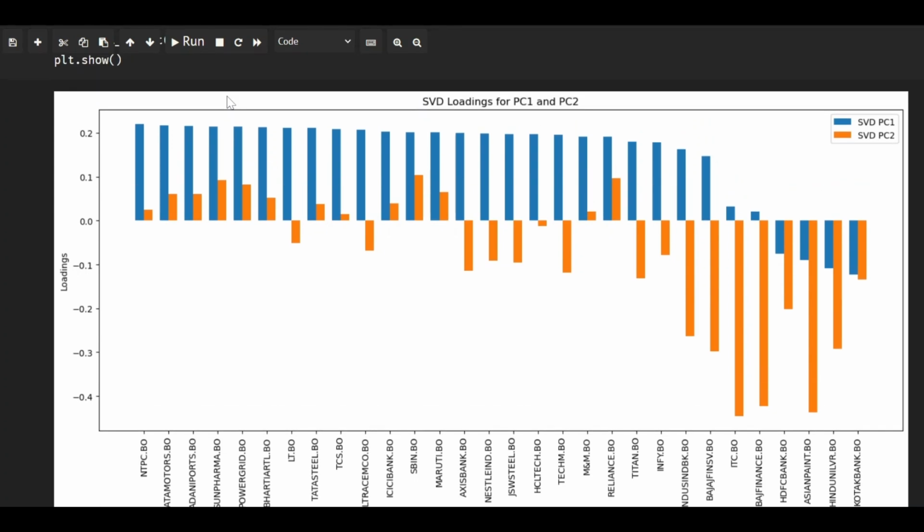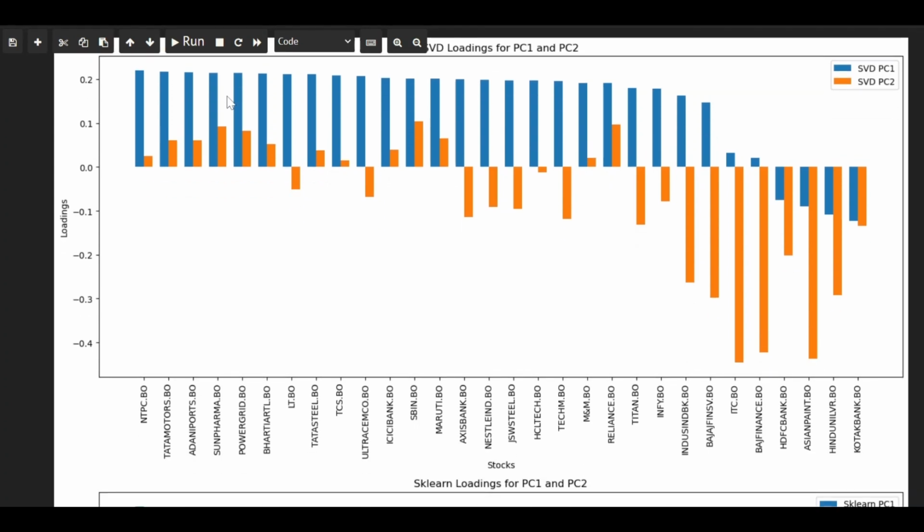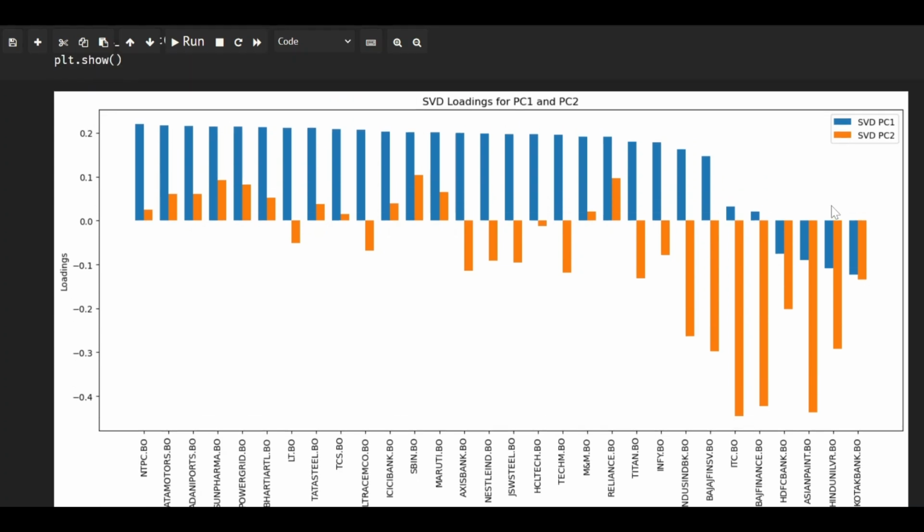If you have a negative outlook on the market, expecting that in the near future the market might crash or the Sensex may go down, then you can use these blue funds here, which are Kotak, Hindustan Lever, and Asian Paints, as a hedging strategy. So that's the insight that you get from principal component analysis.